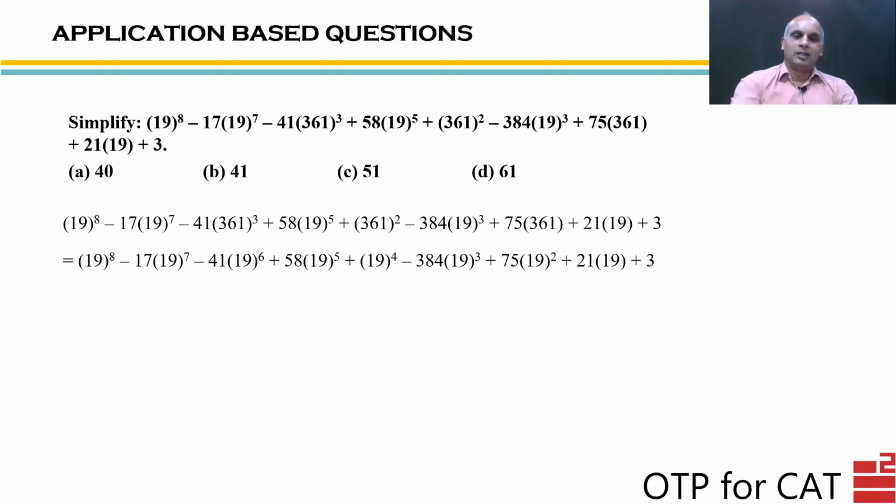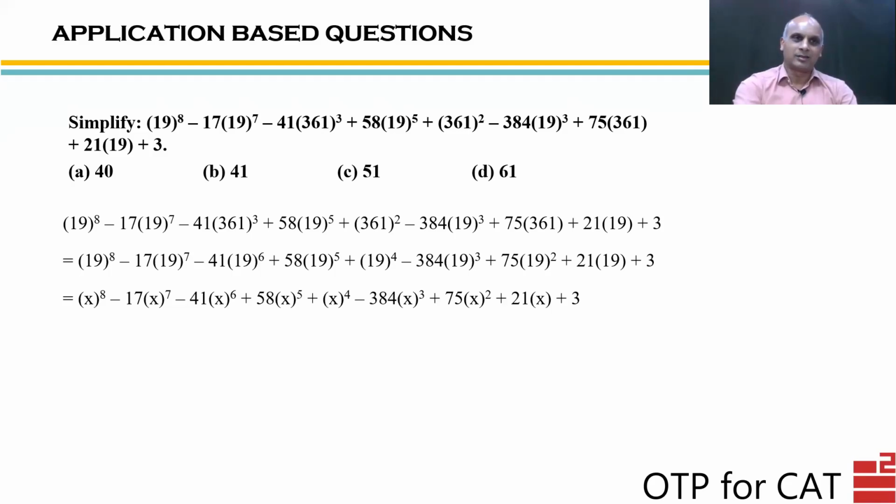Okay. Now replace 19 everywhere by x. So we get a polynomial in x: x to the power 8 minus 17 x to the power 7, and so on. Let's call it f(x). So when you divide f(x) by x minus 19, what will be the remainder?